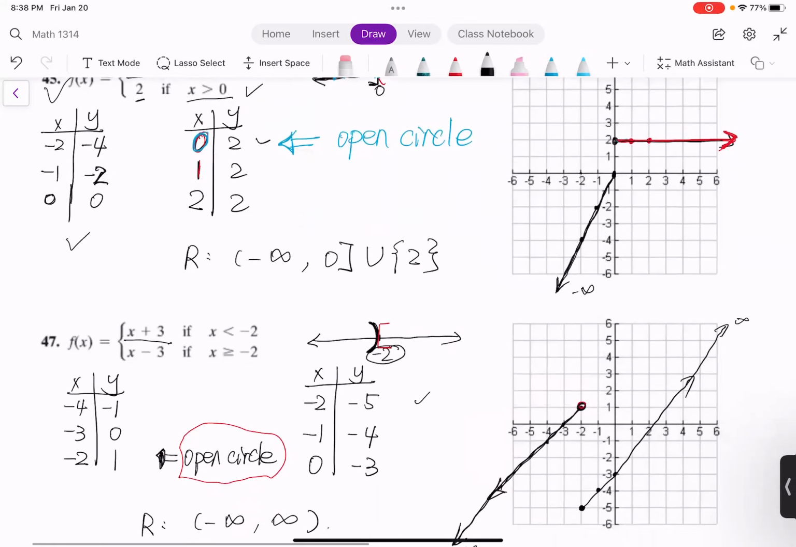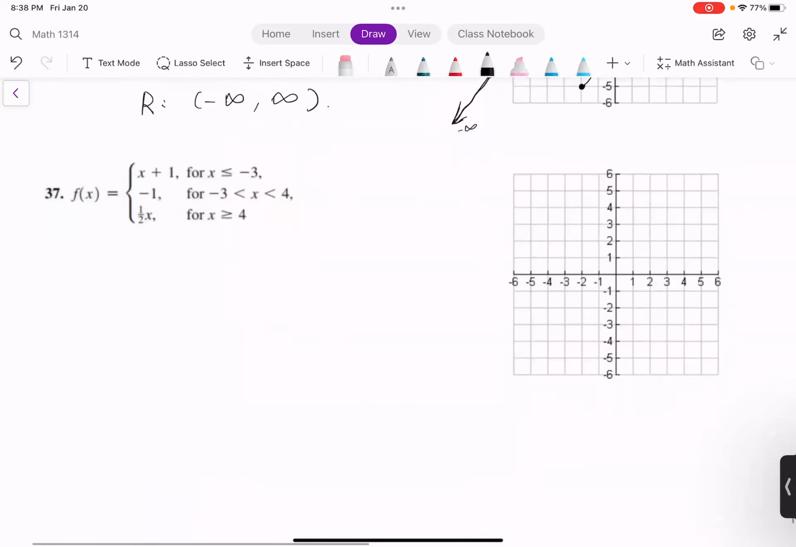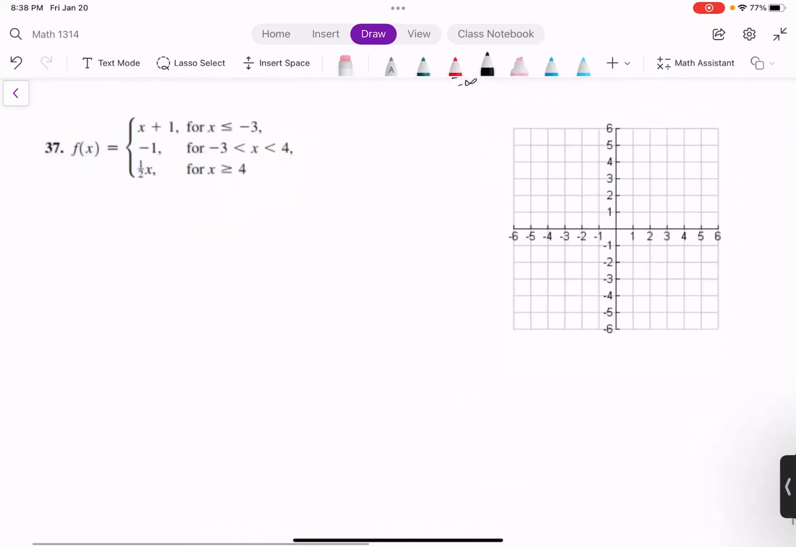Okay, let's see the next example. This is a challenging one because it has 3 equations, so 3 kinds of behaviors. First, let's find the key points on the number line. The key points are -3 and 4. We have 2 key points, and these 2 key points divide the line into 3 parts.